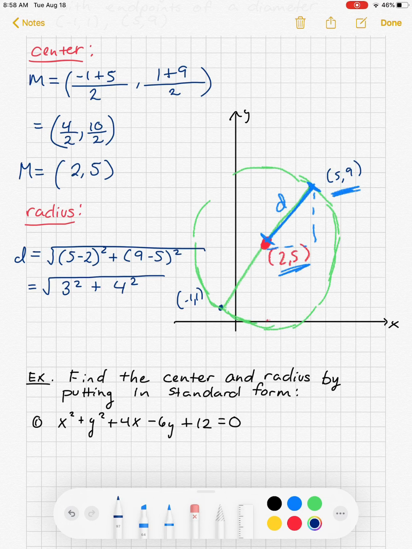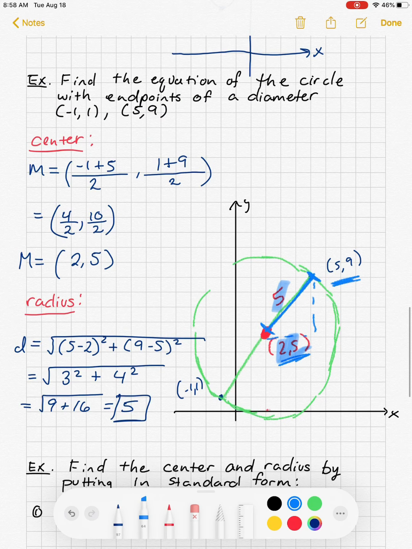Okay, so where are we? That's 9 and 16, square root of 25. So then I have my radius. I've got my center and my radius there.